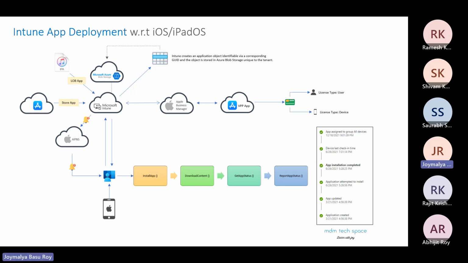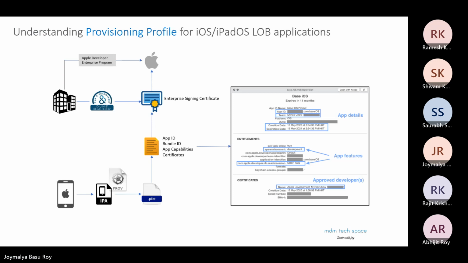So if you want that application to continue to be in use with Intune, you will need a provisioning profile. So this is another story from Apple: you need a provisioning profile for your IPA applications in order for those applications to work after 1 year.